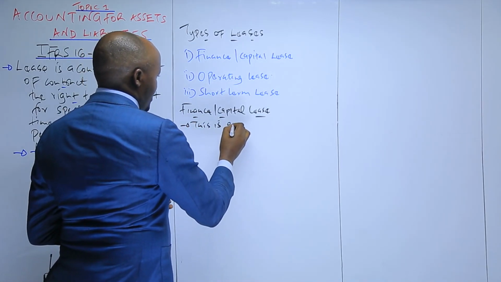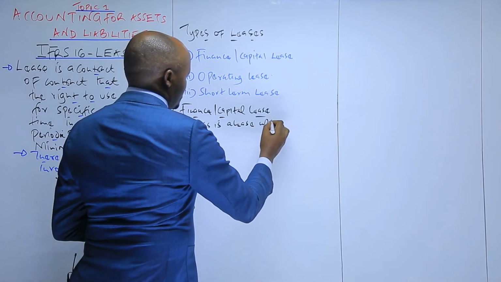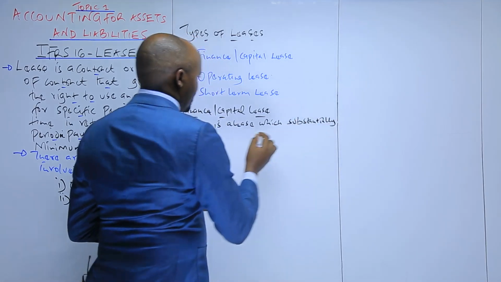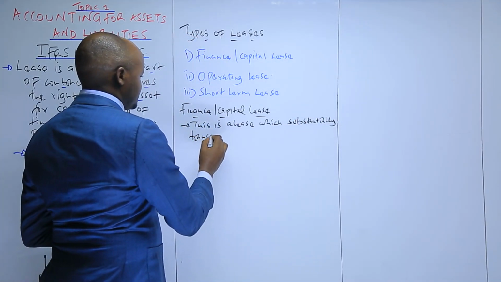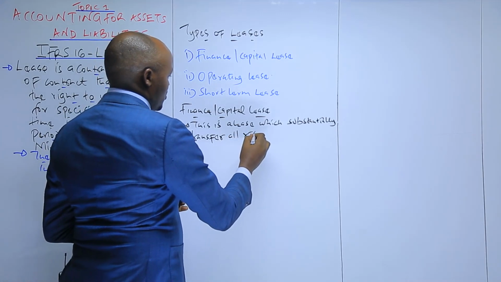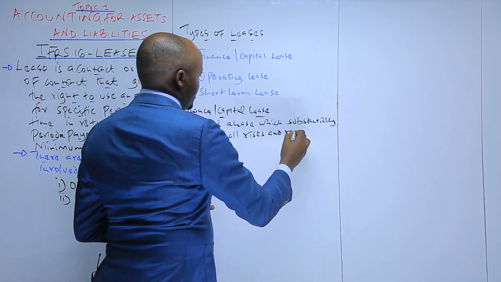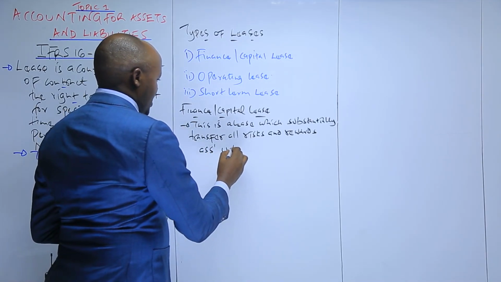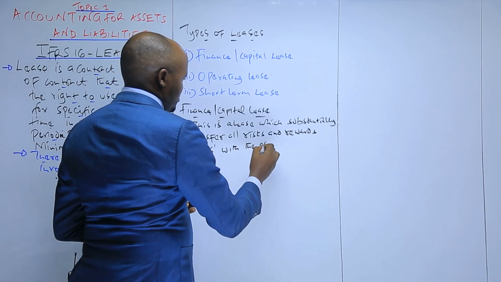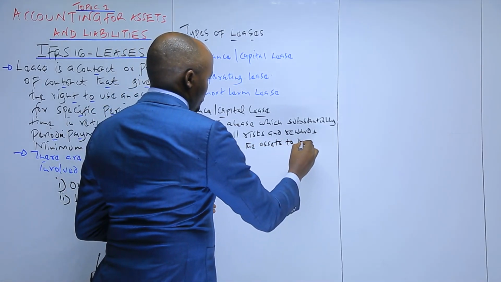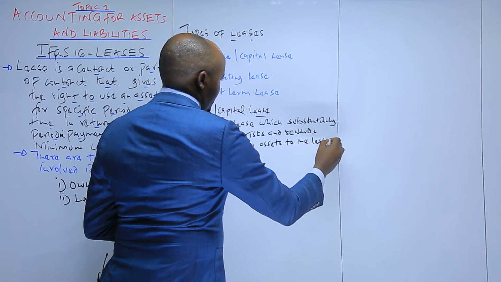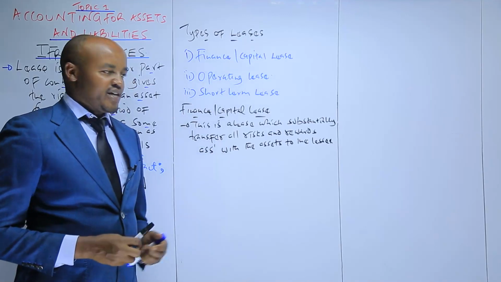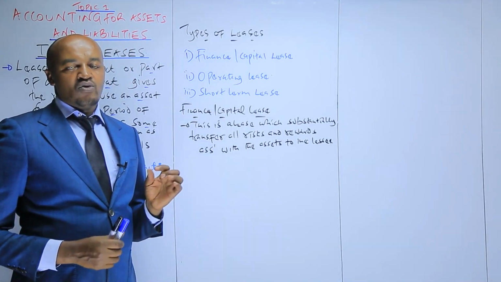which substantially transfers all the risks and rewards associated with the asset to the lessee. So meaning that this particular type of lease will transfer all the risks and rewards associated with the asset to the person who has leased the asset.